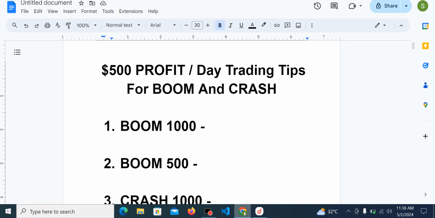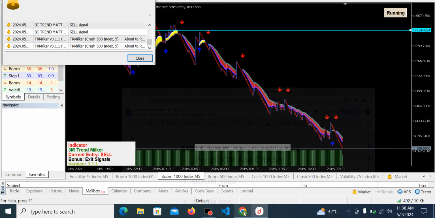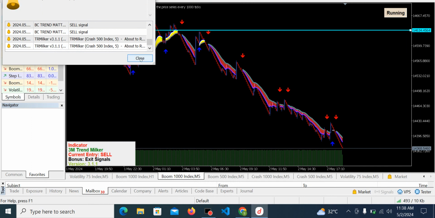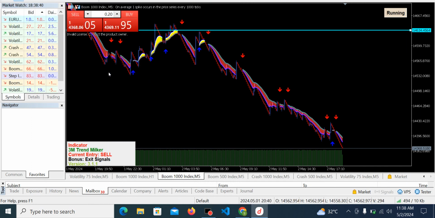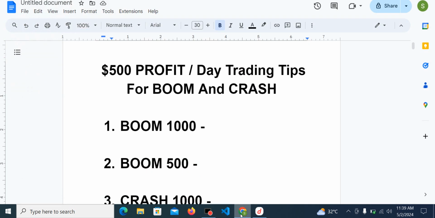Let's go straight into what we have right here, starting with boom 1000. So this is boom 1000. I'm on 5-minute time frame using the 3M trend milker trading indicator. This had been on downtrend for a while, starting from the resistance zone. You can see the red arrows signifying that the market is on downtrend, and it is a sell signal that is going very well at the moment. Okay, so this is still selling at the moment, even though it is at the support zone. If it's unable to break out below that, it will go back on buy trend, but for now it is still selling.